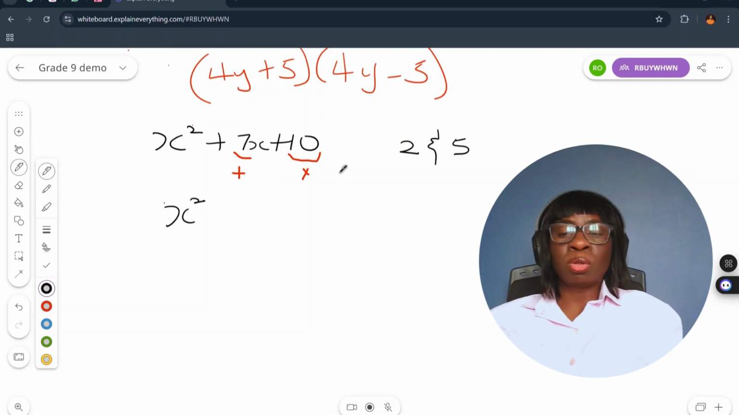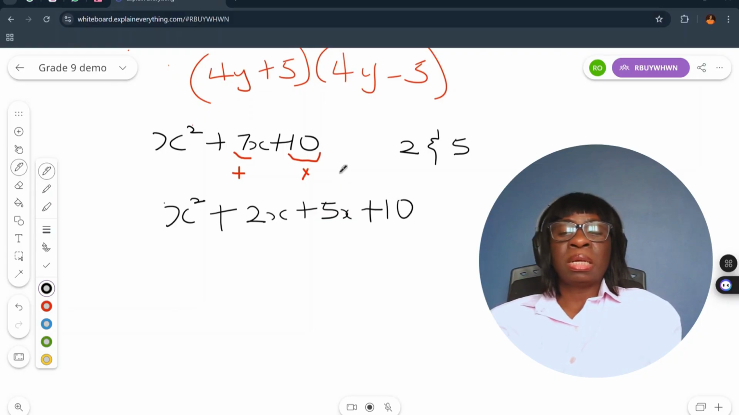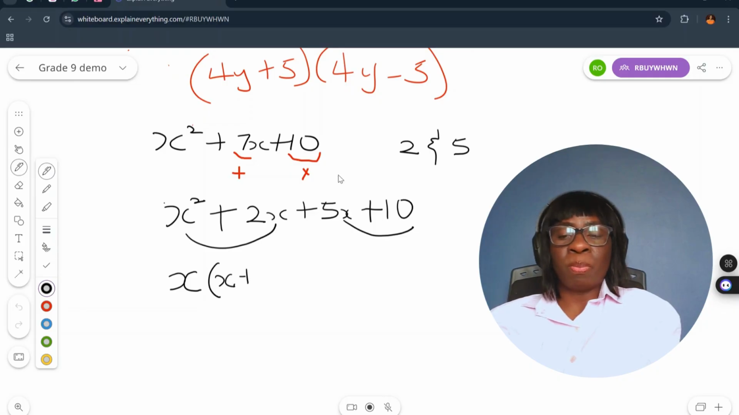Now we use the factors to replace this coefficient of x, such that we now have x squared plus 2x plus 5x. 2x plus 5x will give 7x. Then we have plus 10. Then we group them into 2. We take them 2, 2. Then we factorize. What is common to these two? x. So when we bring x out from x squared, we have x left, and that will be plus. When we bring x out from 2x, we have 2 left. We close the bracket, then we add plus.